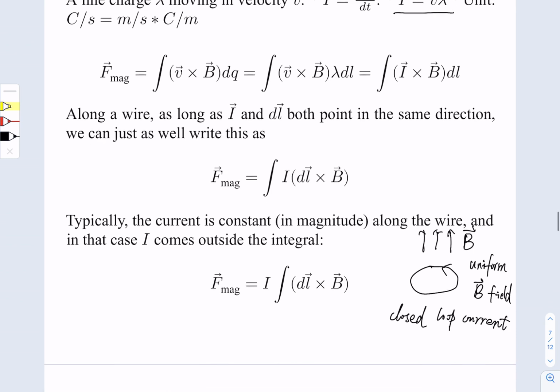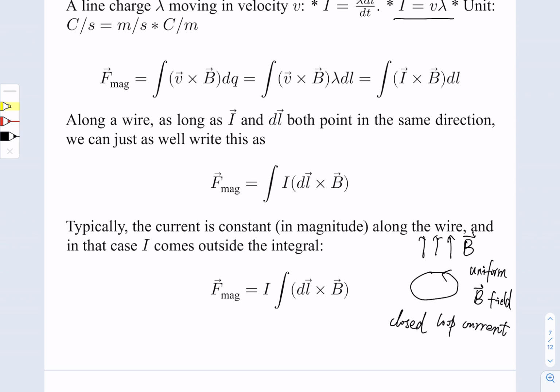So the trick in this problem is that I just write down the force here. It's a closed loop integral, and it's I dl cross B. So, do you have a guess of what the force should be? Okay, yeah, the total force should be 0.